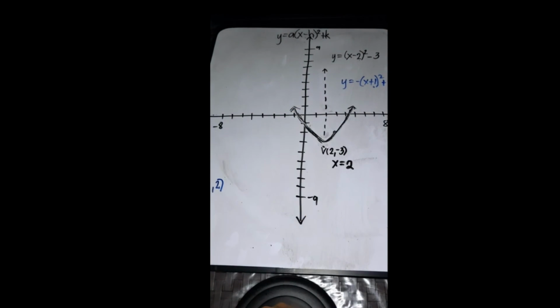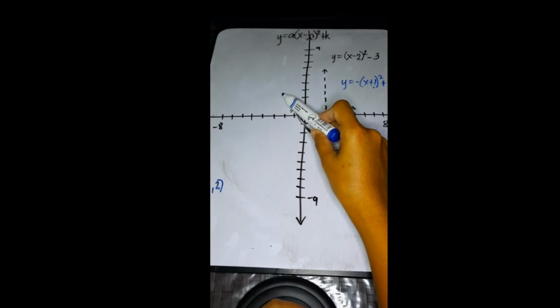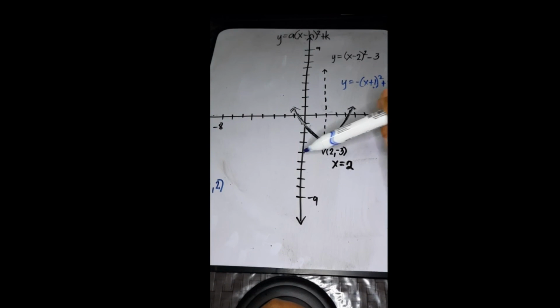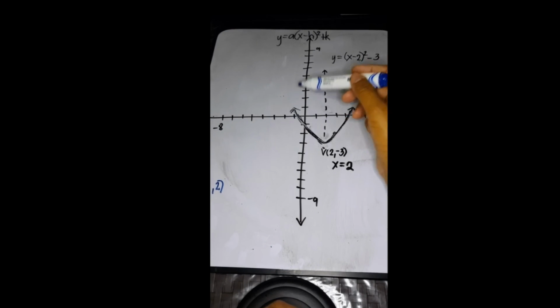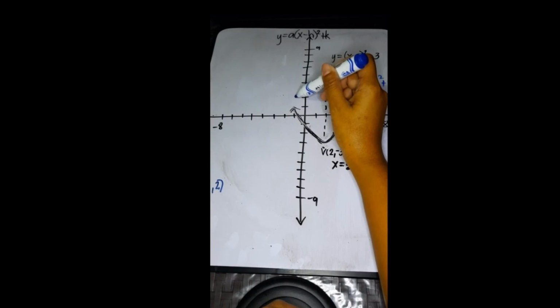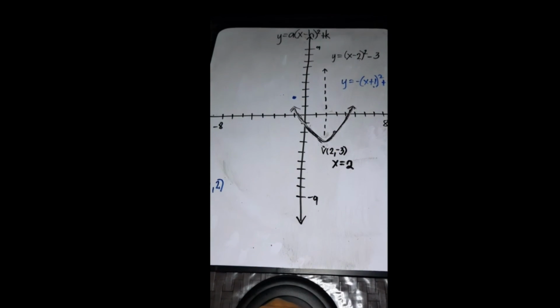So, therefore, our vertex will be found at this quadrant. Quadrant? What quadrant? Quadrant 4, yes. So we have -1, +2. So nandito yung graph natin. Ay, nandito yung vertex, I should say. So the vertex is at this point.